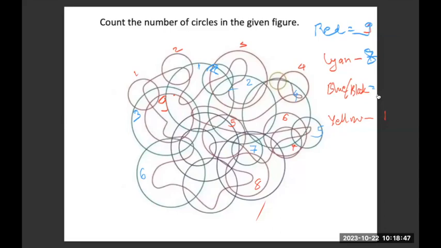Then, yeah. 9, 10, 11, 12. One, two, three, 4. So 18 plus 4, 22. That comes up to 22.